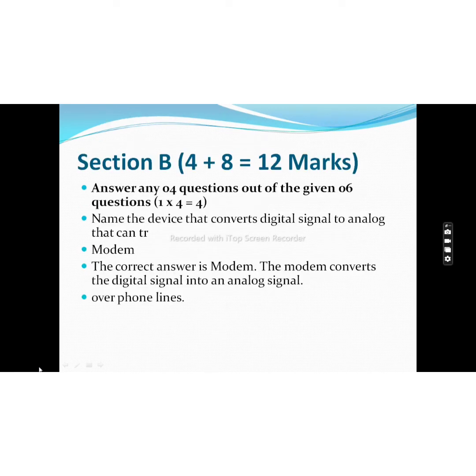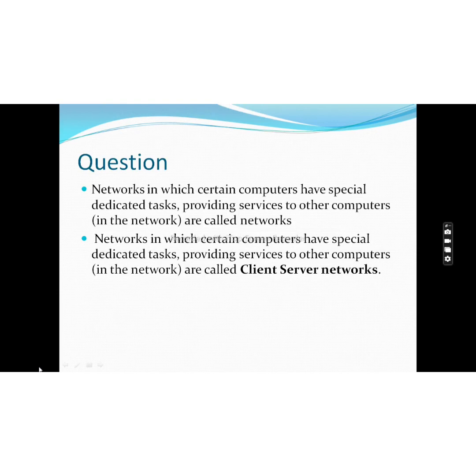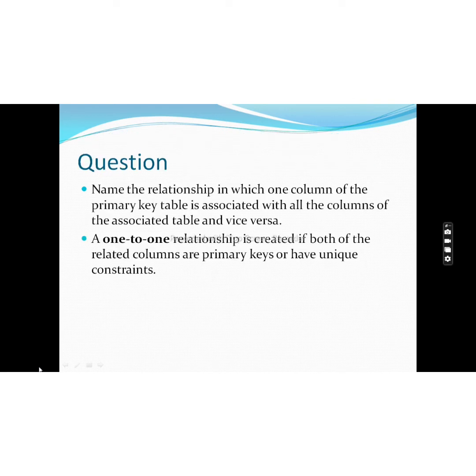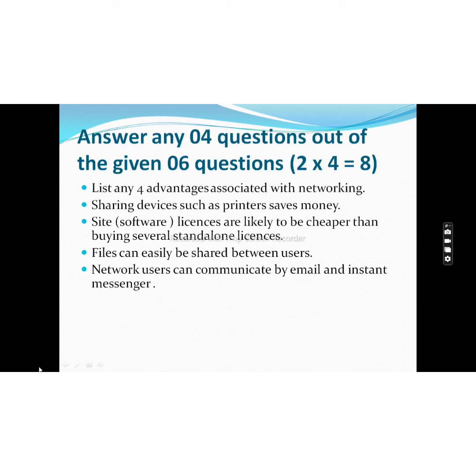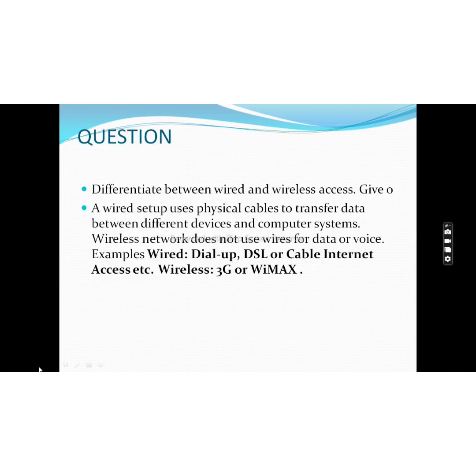Explain again. Now, section B: devices like modem, toggle keys for visually impaired persons, and then network, client-server network, peer-to-peer network, and what types of data we will use. About databases, I have made you understand, whether in the case of Java or Python, how many types of data there are. And then what is the type of relationship? I have made you understand that there are one-to-one, one-to-many, and many-to-many relationships. What is a report? And the last questions are four advantages of networking, and then wired and wireless networks. So these are the questions we have discussed.